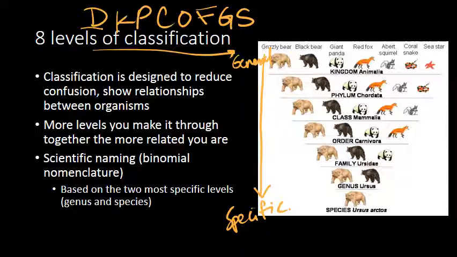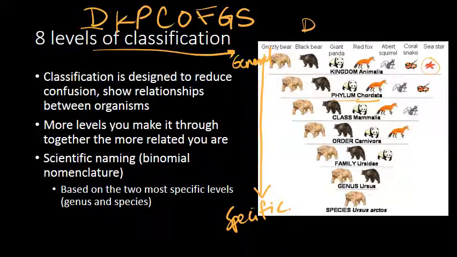So if we look at the picture, you've got grizzly, black bear, panda, fox, squirrel, coral snake, and sea star. All of those are going to be in the same domain, in the same kingdom. Remember, we're missing the domain up here. But if we notice, a sea star is very different from the other ones. So as we go down to the next level of phylum, we get a little bit more specific, and I'm looking for just the ones that have a backbone, so the sea star does not, so we lose him at that level. That means everything that's in the same phylum is more closely related than the things that were in the same kingdom together.